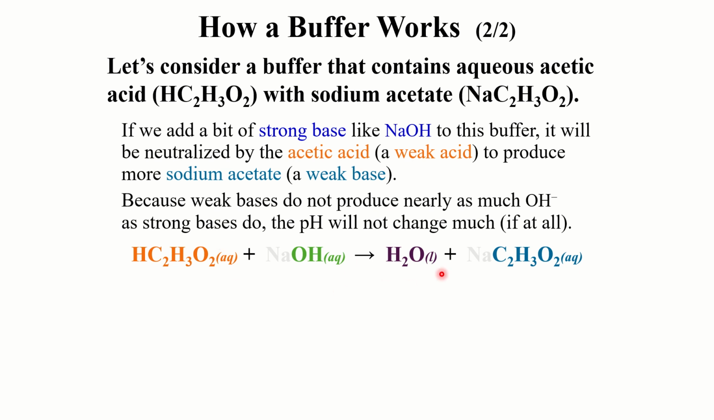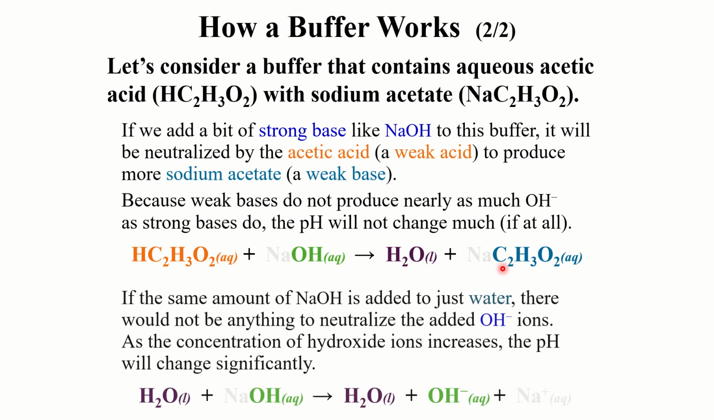And here we can see that reaction. We have the weak acid from the buffer, acetic acid, plus the strong base, the sodium hydroxide, being added. The H from the weak acid reacts with the OH from the strong base to form water. This leaves behind sodium and acetate. And so this is the formation of a little more of that sodium acetate, which is a weak base. But again, that weak base is a lot weaker than this strong base is, so the pH won't change much.